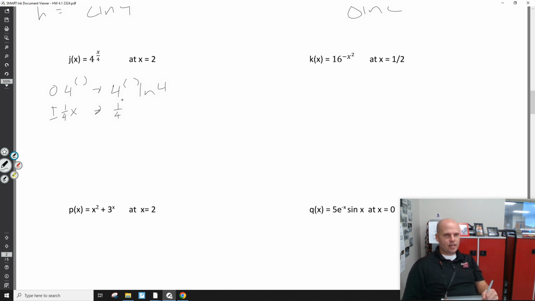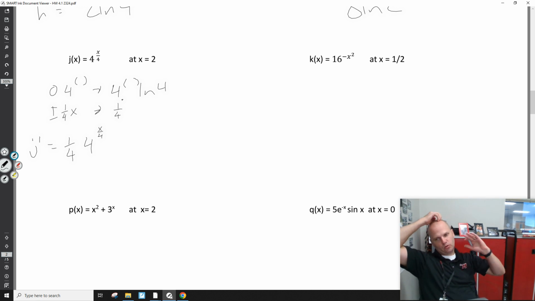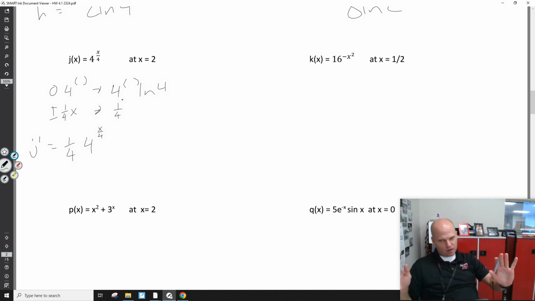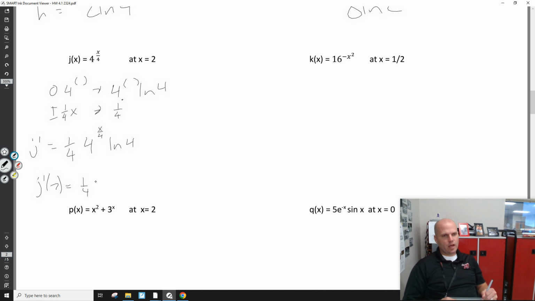All right, multiply these together. Here's a problem. 4 is taken to this power, x over 4. You cannot multiply this 1/4 by this 4. Order of operations, exponents need to take care of themselves first before you can multiply. So don't multiply the 1/4 and the 4. You can't do it. Plugging in 2, I get 1/4 times 4 to the 1/2 times the natural log of 4. 4 to the 1/2 is 2. So I get 1/2 log of 4 after multiplying the 2 and the 1/4.